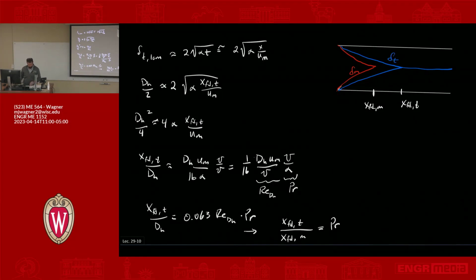Okay. Any questions on this stuff? Right. By the way, what did I draw? Which case did I draw? Is this Prandtl greater than 1, or is it Prandtl less than 1? Greater than 1? Yes. Thanks, Rob. Because our nu is greater than our alpha.